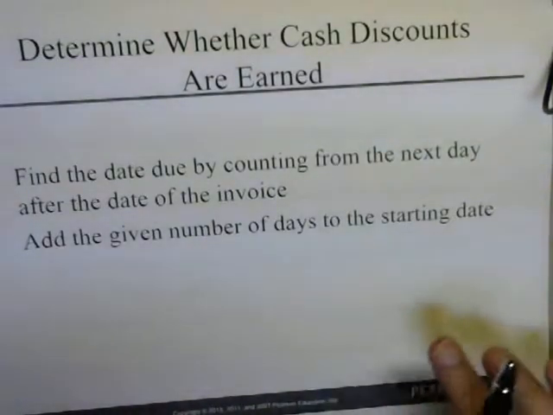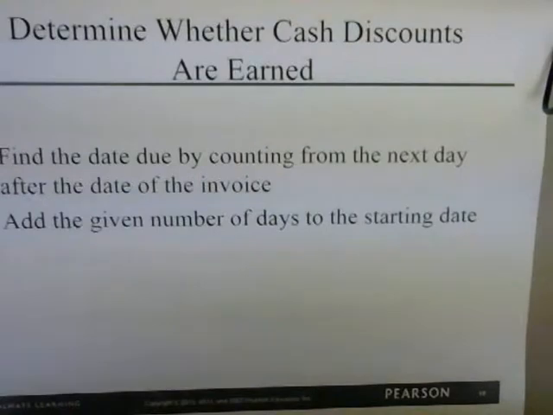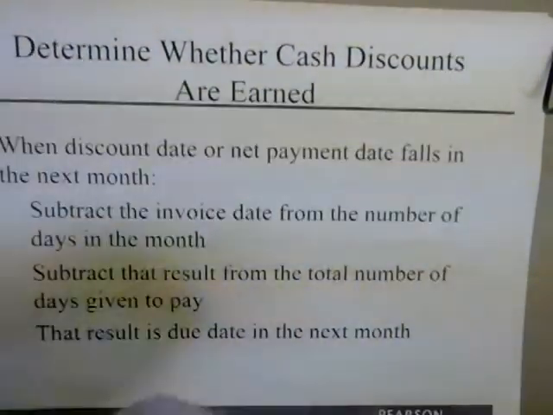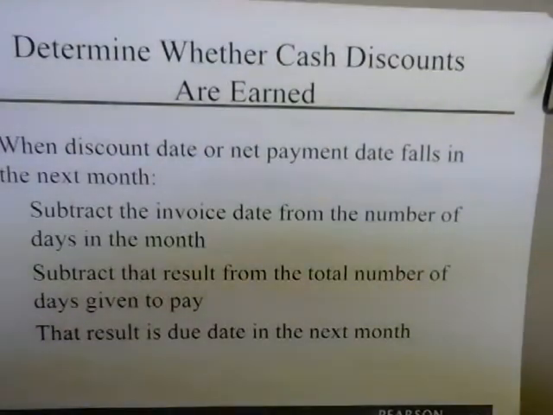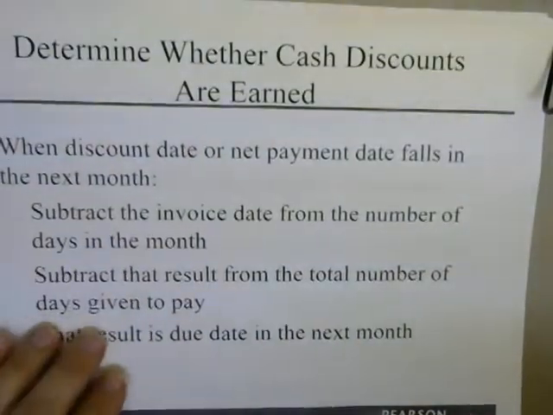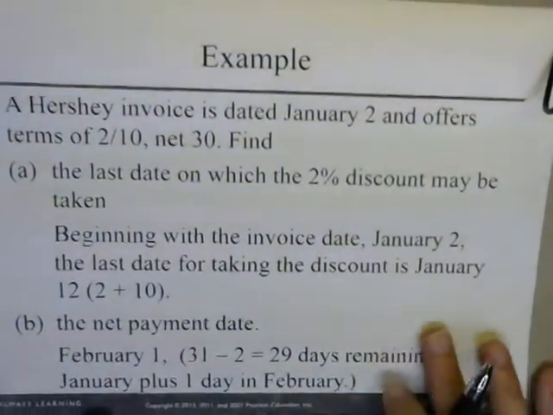So, determine whether a cash discount is earned. You have to find the date due by counting from the next day after the date of the invoice, and then add the given number of days to that starting date. When the discount date or net payment date falls in the next month, you have to subtract the invoice date from the number of days in the month, and subtract that result from the total number of days given to pay, and the result is the due date in the next month. That may be kind of confusing, so let's look at a specific example.